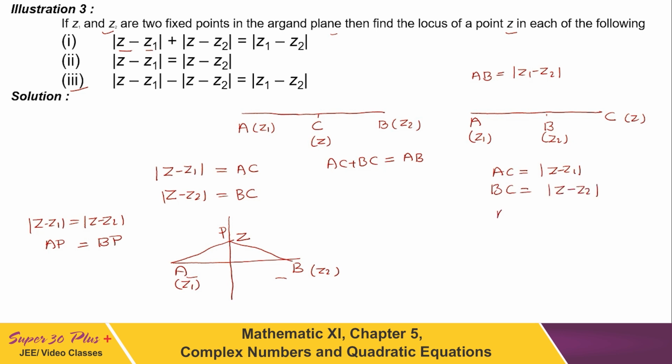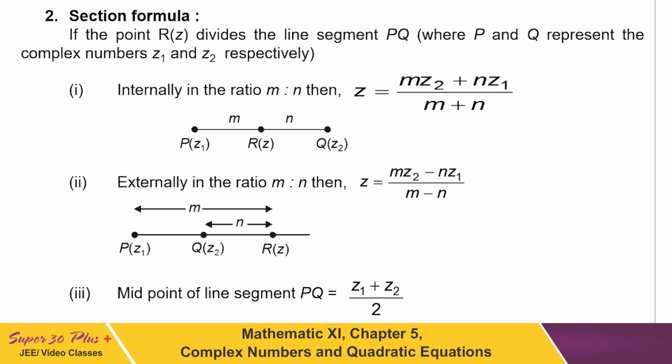And here we can write AC minus BC is equal to AB. Because AC minus BC is equal to AB, it is possible if C lies on the line joining AB but away from B, means on the right hand side of B. The locus of point C is a straight line which lies on the right hand side of B and joins the line AB. Students, now we are going to study point number 2, section formula.